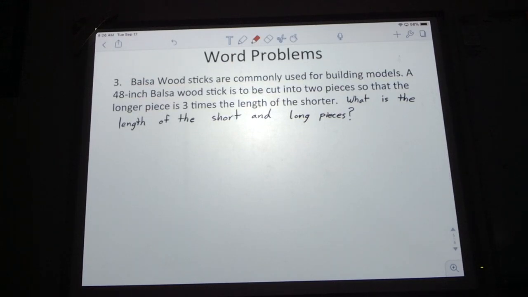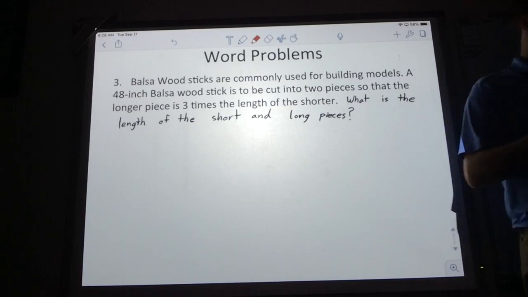Okay, up next. So balsa wood sticks are commonly used for building models. A 48-inch balsa wood stick is to be cut into 2 pieces so that the longer one is 3 times the length of the shorter one. Okay?